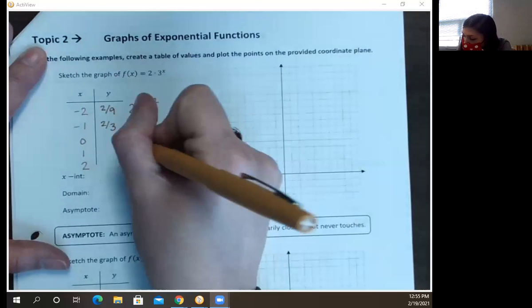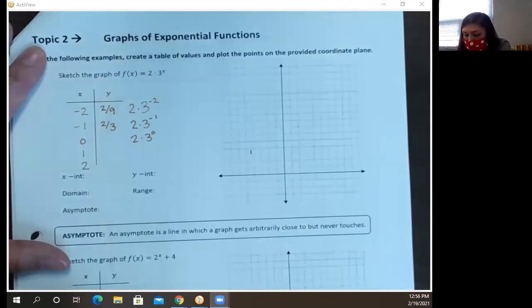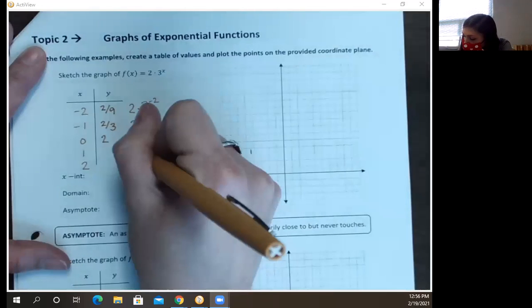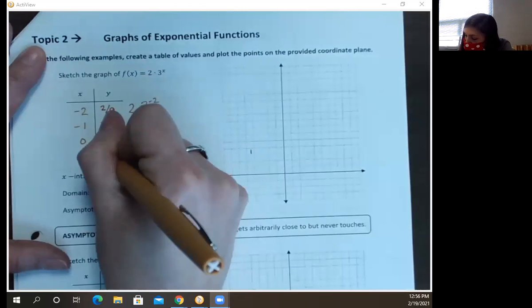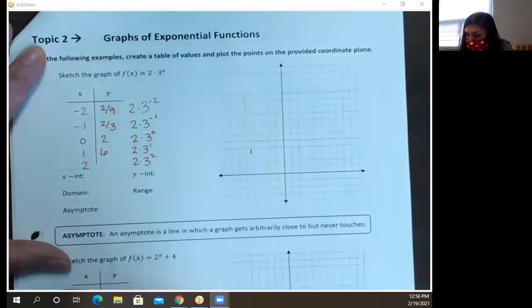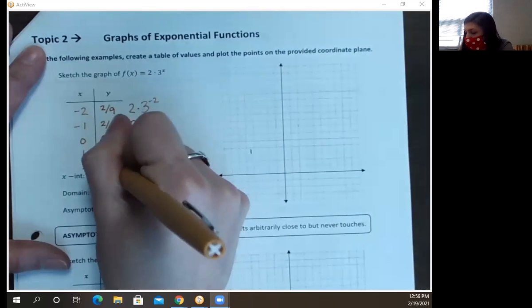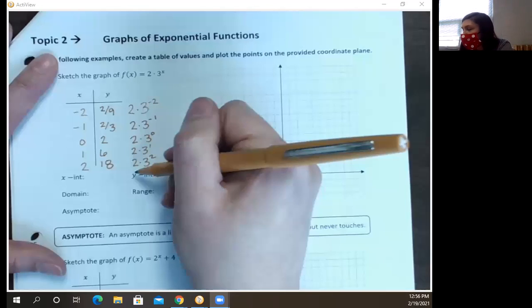Then if I plug in 0 for x, I would have 2 times 3 to the 0 power, which would give me 2. Then 2 times 3 to the 1st, that would give me 6. And then 2 times 3 squared would give me 18. Again, this you can evaluate on your calculator.